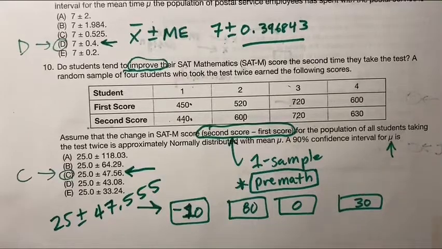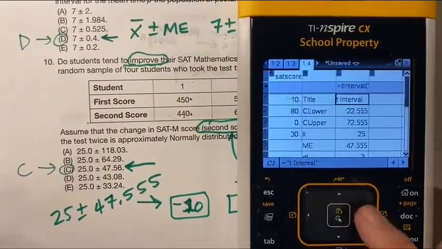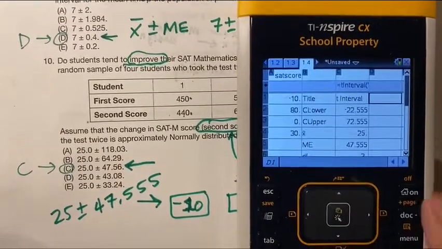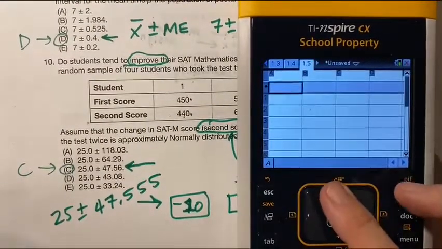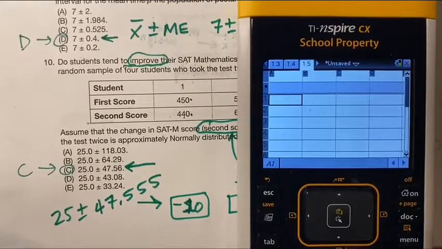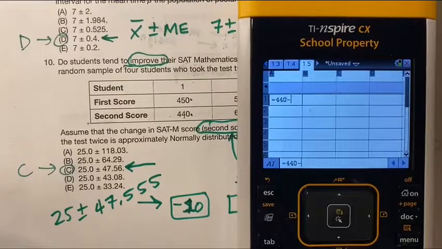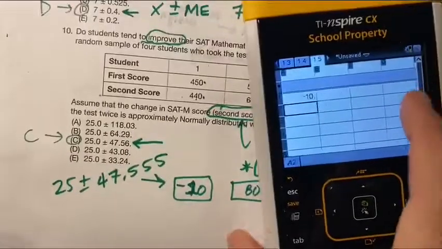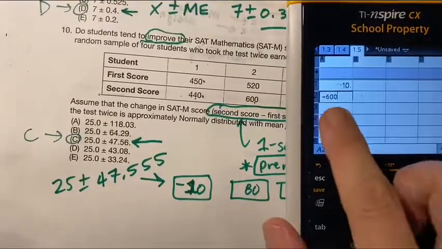Way cool, right? Now, what if you wanted your calculator to do more? You know what? It totally could. Let's say I want a new screen. Could I have done the math in here? Yeah, I could. I could have put equals 440 minus 450, enter, and it would have gotten -10. I could have used each cell as a little mini calculator.